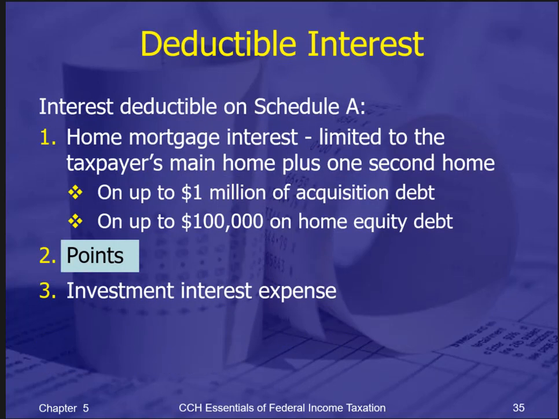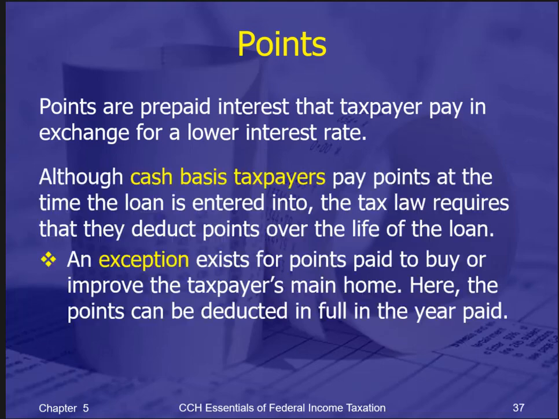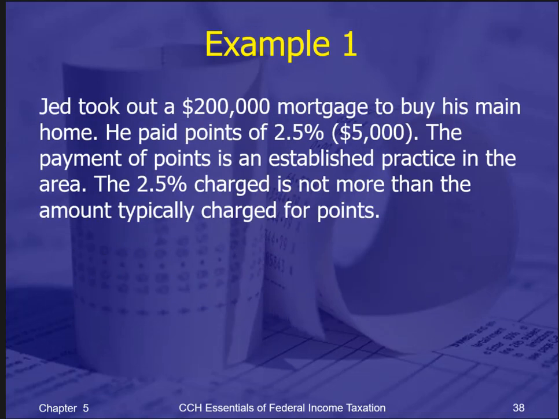Points are prepaid interest, usually to get a lower interest rate. Most of the time you have to deduct this over the life of the loan, but there is a very important exception, because this is where most people are going to incur points. If you take out a loan and pay points, and that loan is used to improve the main home, only the main home, not the vacation home, then you can deduct it fully in the year paid. It'll actually show up on the paperwork from the lender as deductible interest.